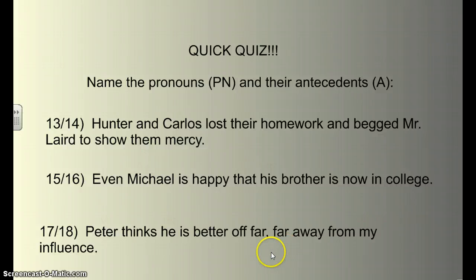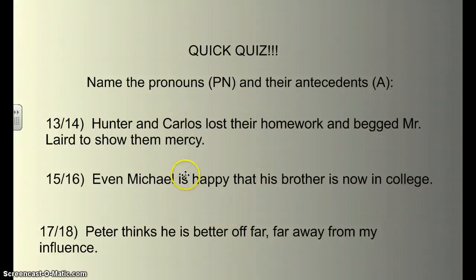So, quick quiz. Find the pronouns and their antecedents in each of the following sentences. I'll give you 10 seconds. All right, I gave you 12.